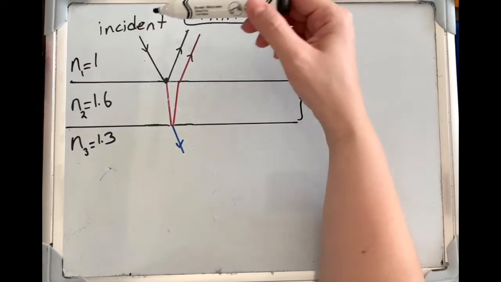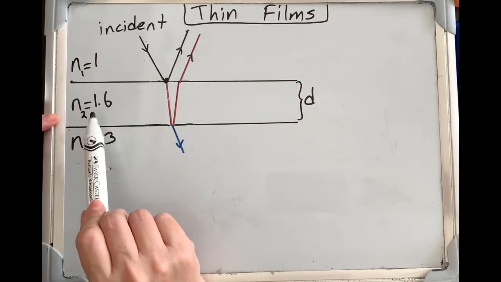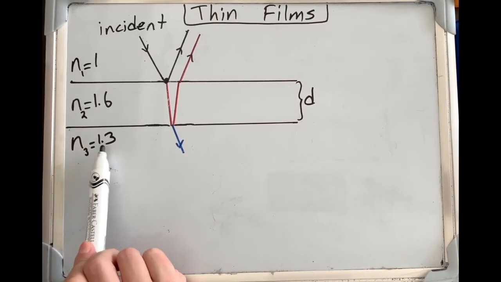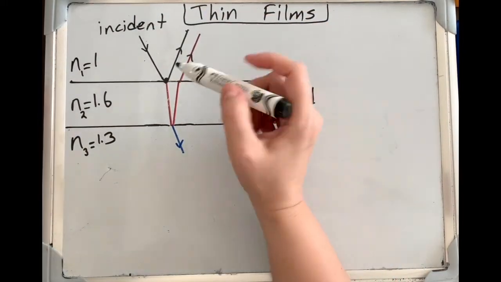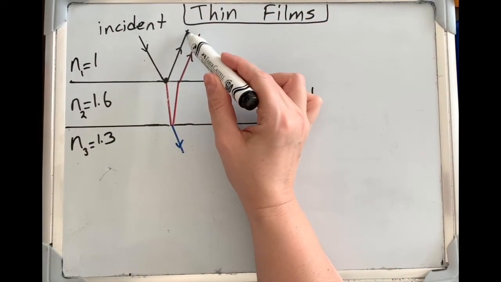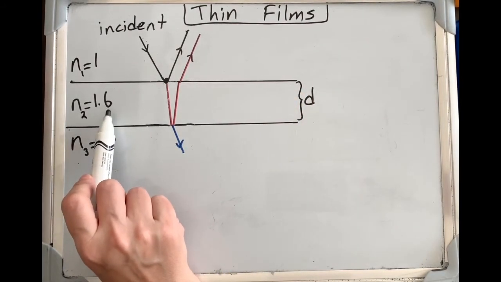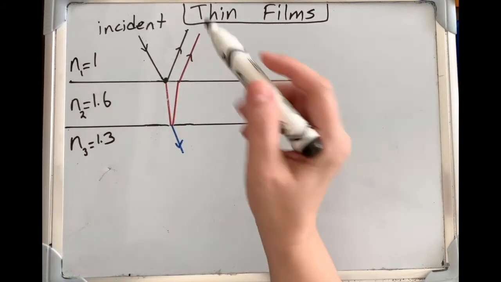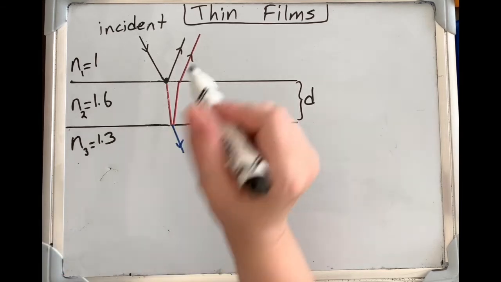Let's say light is incident through air on a thin film of refractive index 1.6, which is on another medium which has a refractive index of 1.3. If this is the incident ray, the first reflection will take place at the top surface. And since it's reflecting off a more refractive medium, this is going to act as a fixed end reflection, which means that ray will go through a phase difference of pi.